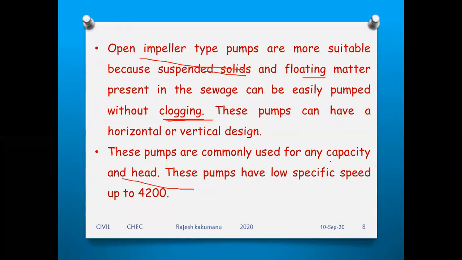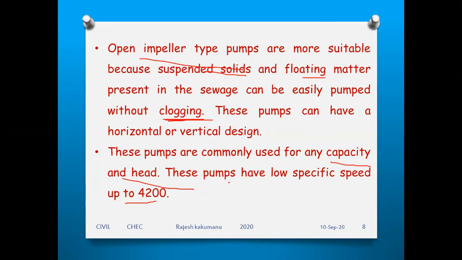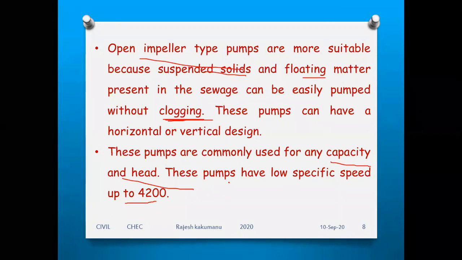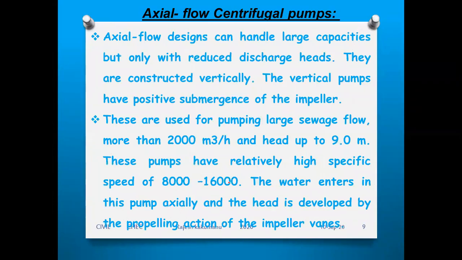So for any capacity, whether it is a house or a locality, whatever the place you are having, it can be suited. It can be commonly used for any capacity and head. These pumps have a low specific speed up to 4200 rpm. These are nothing but the radial flow centrifugal pump. Next one is axial flow. Radial flow, the name is saying rotation. Radially, around the pump impeller, the water circulates circumferentially. Next, axial flow means axially it is moving.